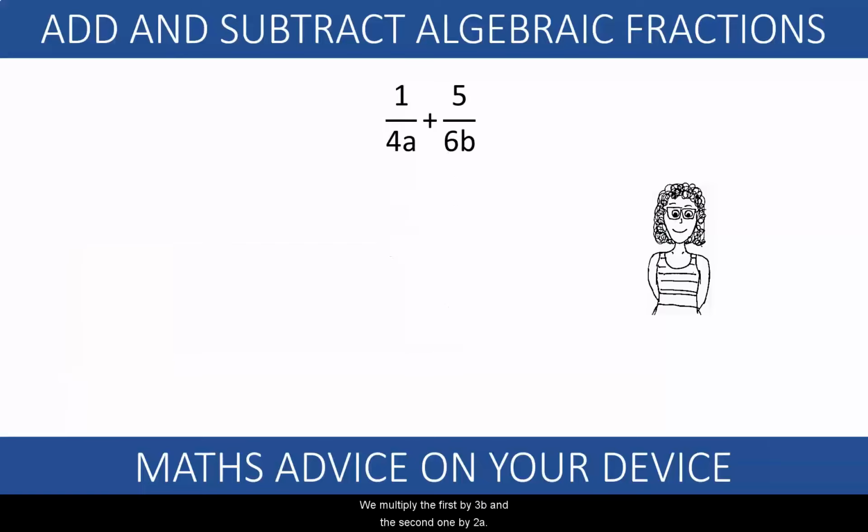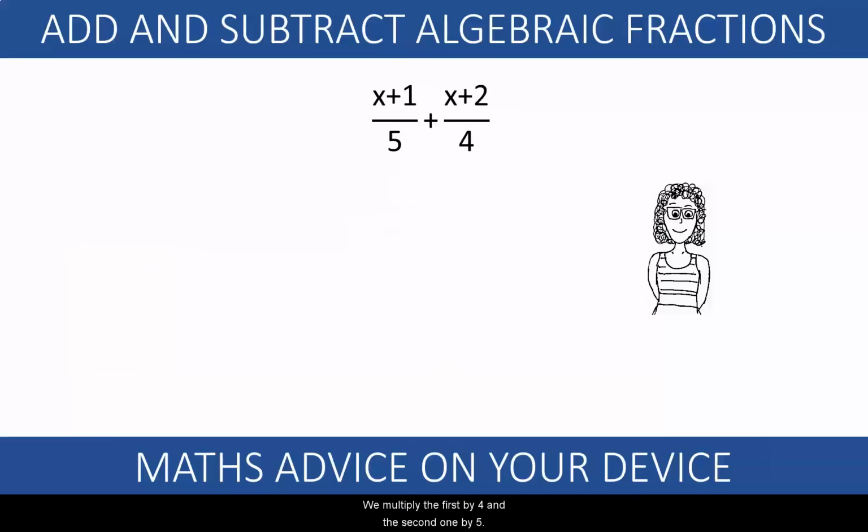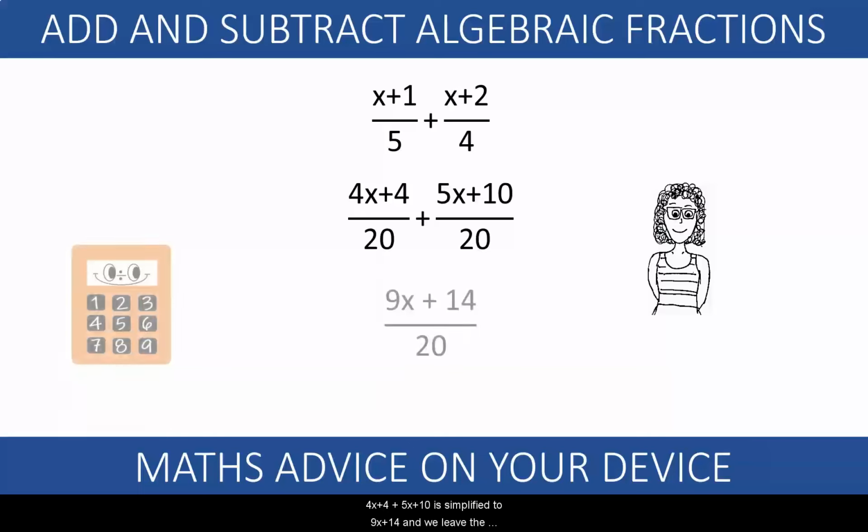Again, we multiply the first by 3b and the second one by 2a. 3b plus 10a cannot be simplified any further, and we leave the denominator 12ab. We multiply the first by 4 and the second by 5. 4x plus 4 plus 5x plus 10 is simplified to 9x plus 14, and we leave the denominator 20.